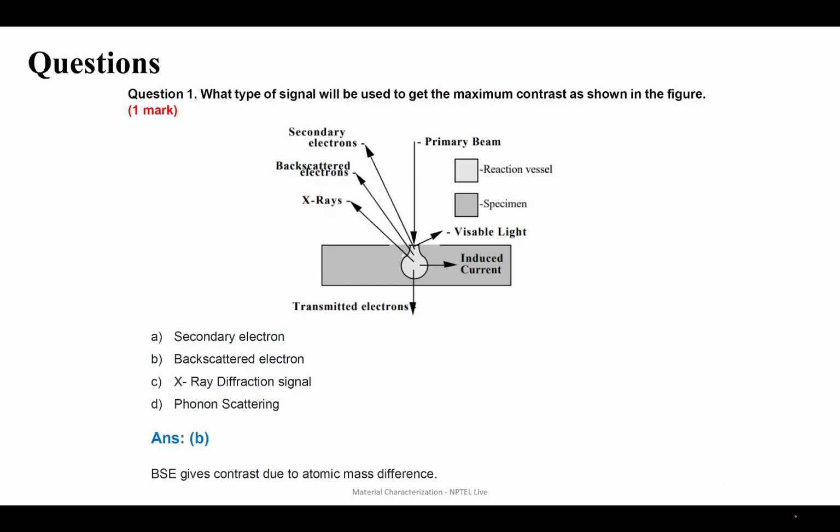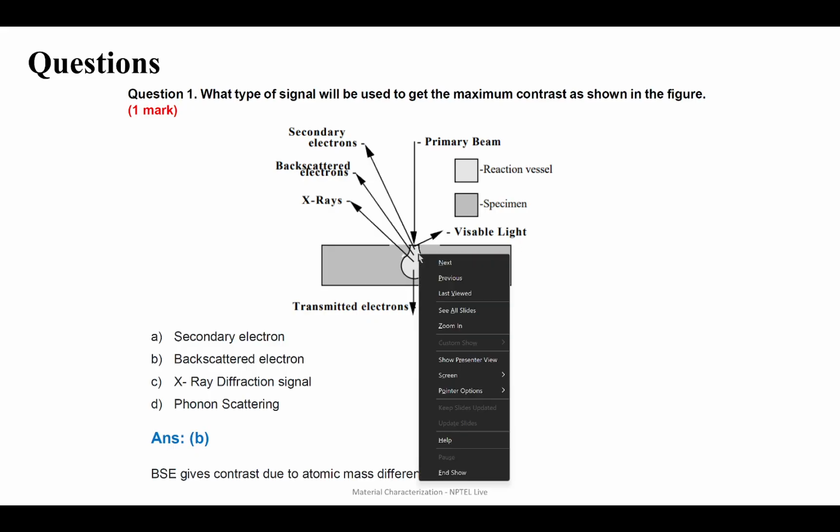So you can see X-rays are not used for imaging, they are only used for elemental analysis. For imaging, secondary electrons and backscattered electrons are used, and the contrast in secondary electrons comes due to surface morphology, and contrast in backscattered electrons comes due to atomic mass difference.